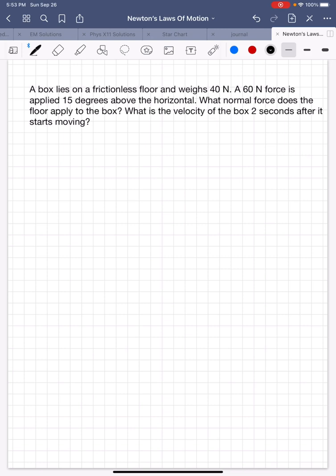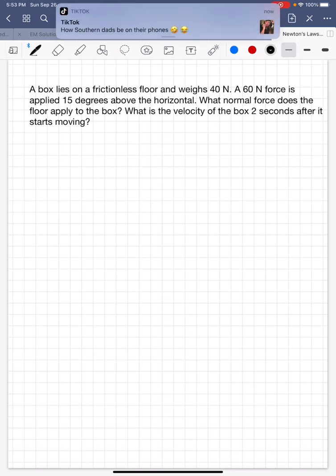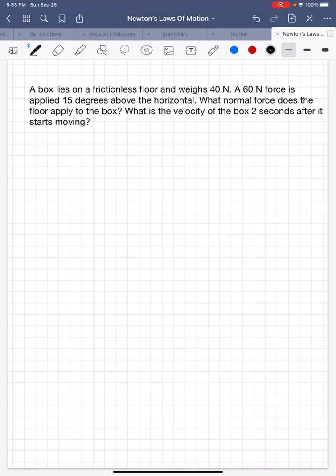A 60 Newton force is applied 15 degrees above the horizontal. What normal force does the floor apply to the box, and what velocity does the box have 2 seconds after it starts moving? So the first thing we want to do is draw a free body diagram.